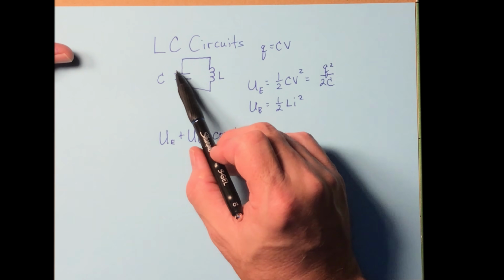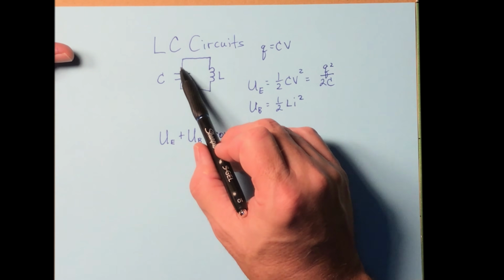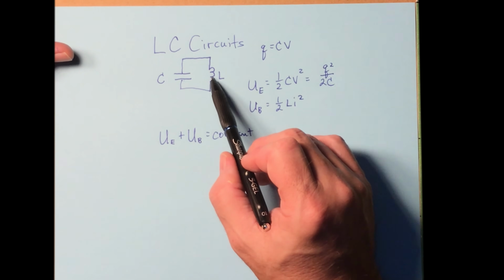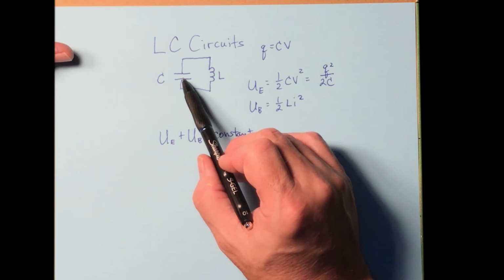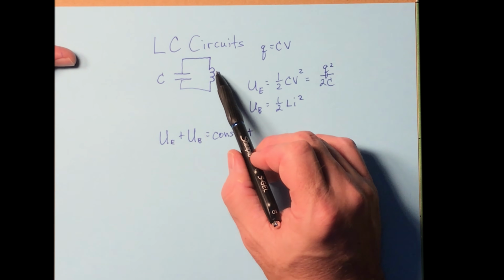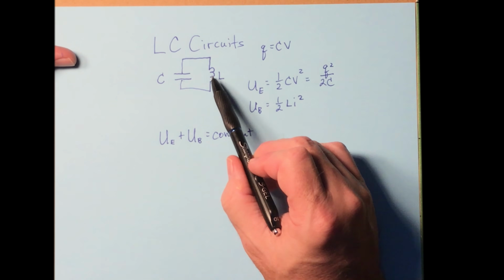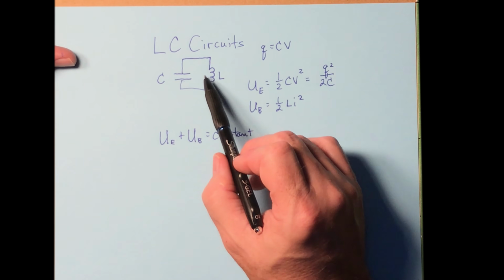So all of the energy starts off over here initially. So that would be U sub E, and U sub B would be 0 initially. But after a long time, all of the energy has been transferred over here. So all of the energy is now U sub B and no U sub E at that point. And then it's going to be transferred back and forth.